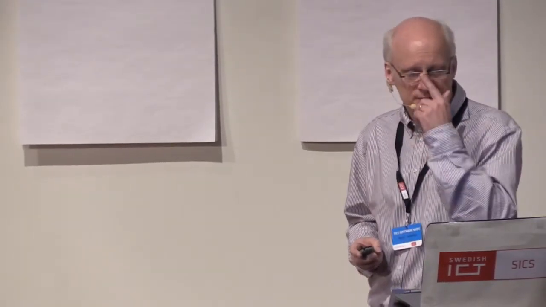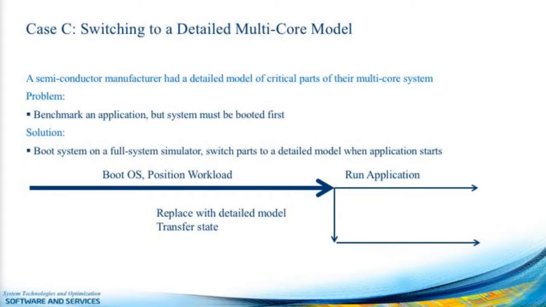Case C, switching to a detailed multi-core model. So now I'm going to cheat, and although I said I wouldn't talk about performance, I'm going to talk a little bit about performance here. Here you had a semiconductor manufacturer that had a detailed model of critical parts of the multi-core system. So they had the processors and the central devices, but they didn't model everything. And then they said, we actually want to use this to do some benchmarking.